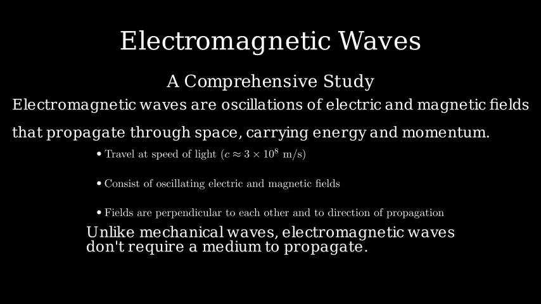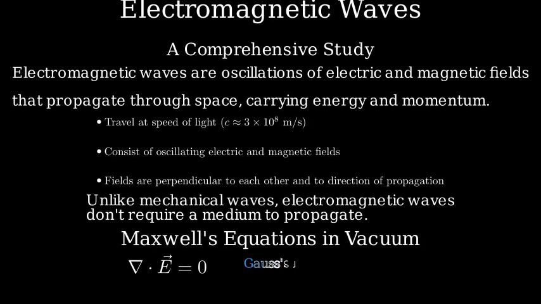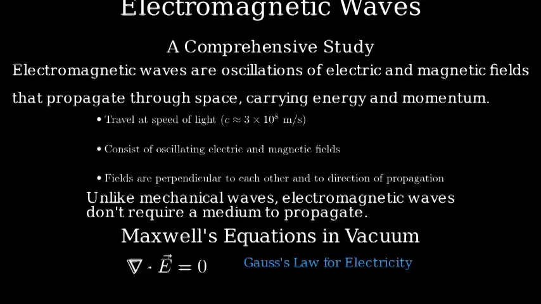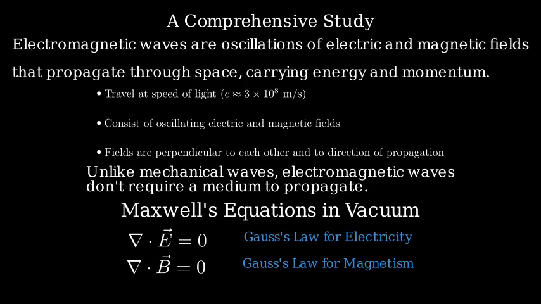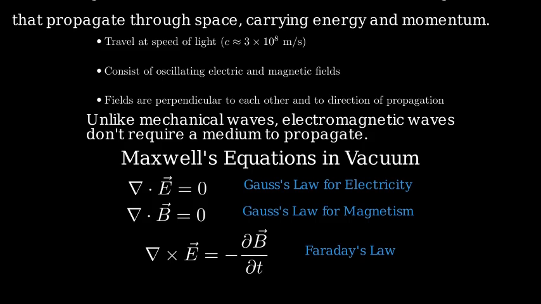The behavior of electromagnetic waves is governed by Maxwell's equations. These four elegant equations completely describe how electric and magnetic fields are generated and how they interact. First, we have Gauss's law for electricity, which states that the divergence of the electric field equals zero in vacuum. Second, Gauss's law for magnetism tells us that the divergence of the magnetic field is always zero, meaning there are no magnetic monopoles. Third, Faraday's law of induction shows that a changing magnetic field creates an electric field.